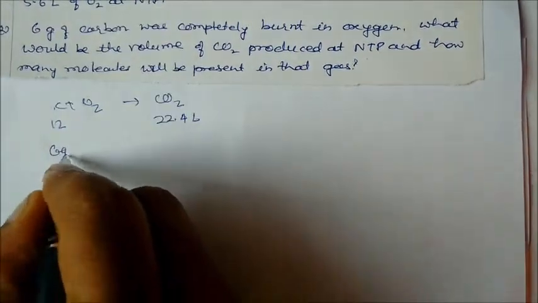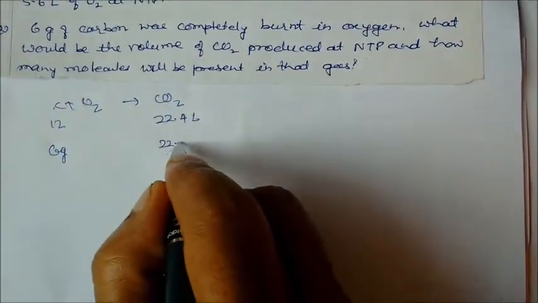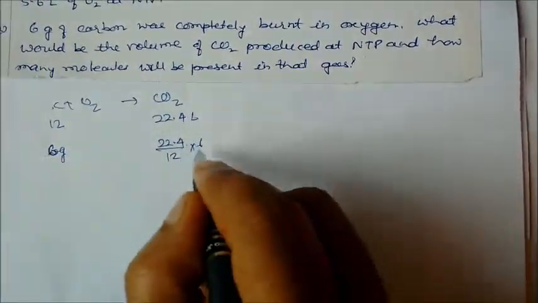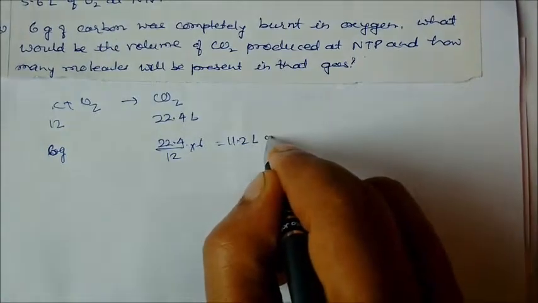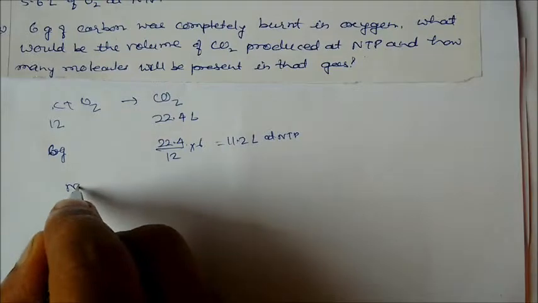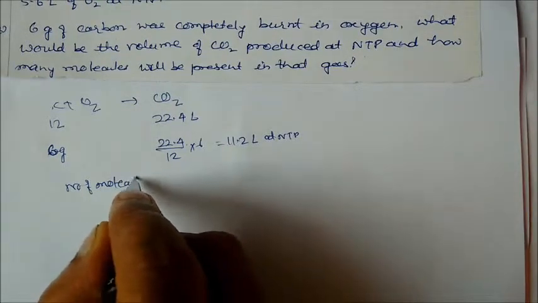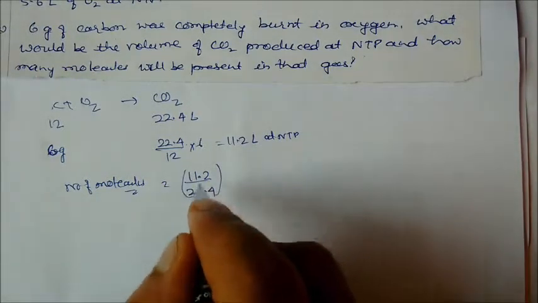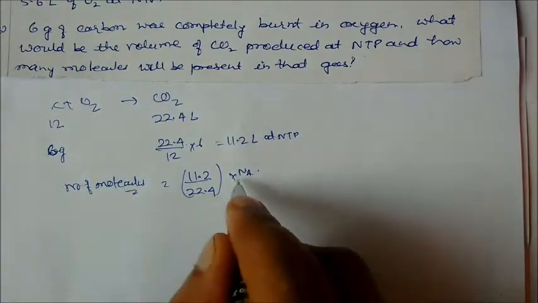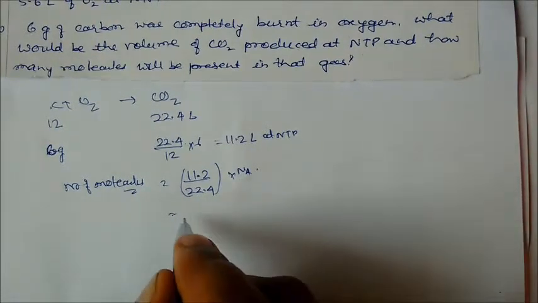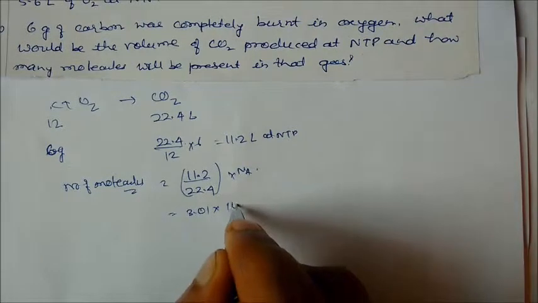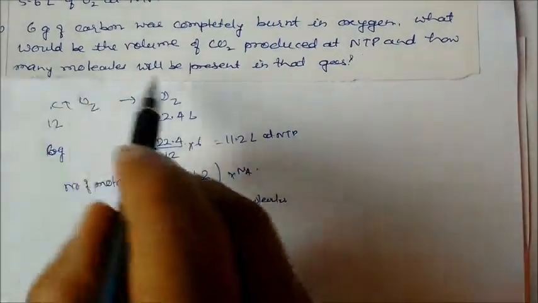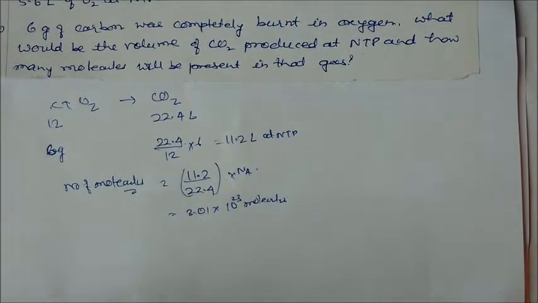So for 6 gram, how much will it give? So for 6 gram, it will give you 22.4 liter divided by 12 into 6. Okay, so we will get here 11.2 liter at NTP. Now number of molecules, same thing is there. So number of molecules is your given volume by molar volume. So this is your number of moles, and number of moles you multiply by Avogadro number. You will get here 3.1 into 10 to the power 23 molecules. So this many molecules will be present in that gas.